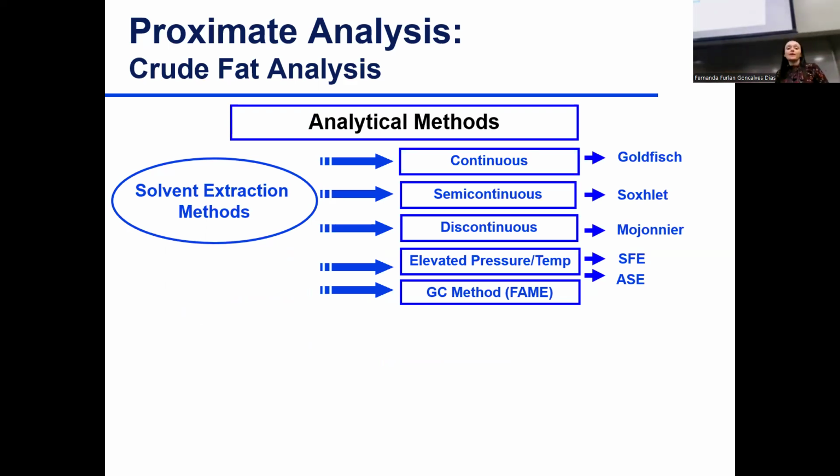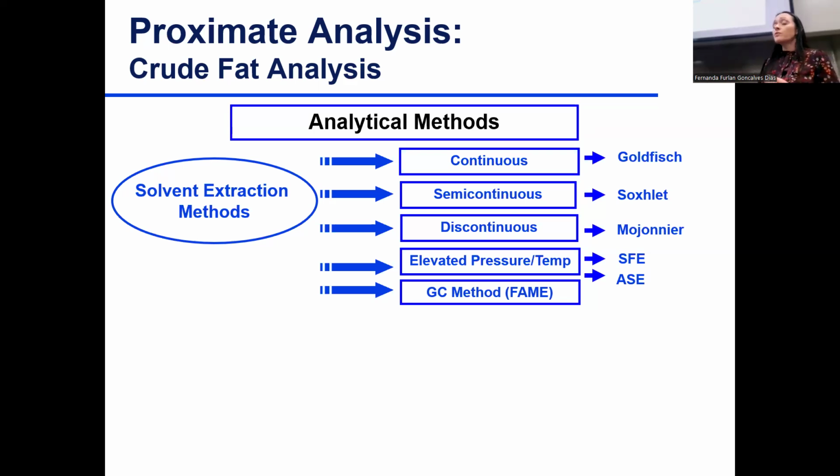How do we analyze fat? There are several methods. We're going to go over all of them. We have solvent extraction methods, so we basically use a solvent to extract lipids. We have continuous methods such as Goldfish. We're going to talk more about it. Semi-continuous, Soxhlet. Discontinuous, that means batch, Mojonnier. Elevated pressure and temperature, the supercritical fluid extraction, which has been used recently for several applications.